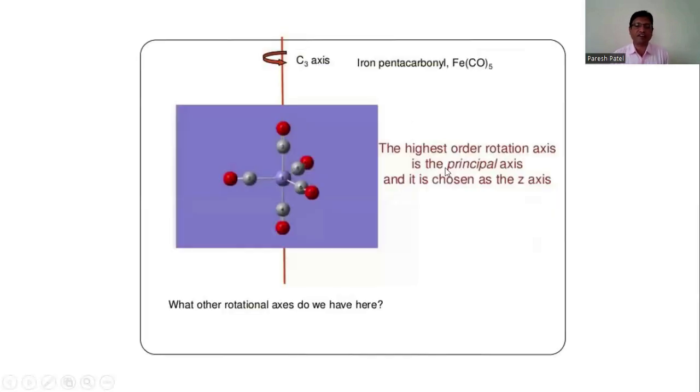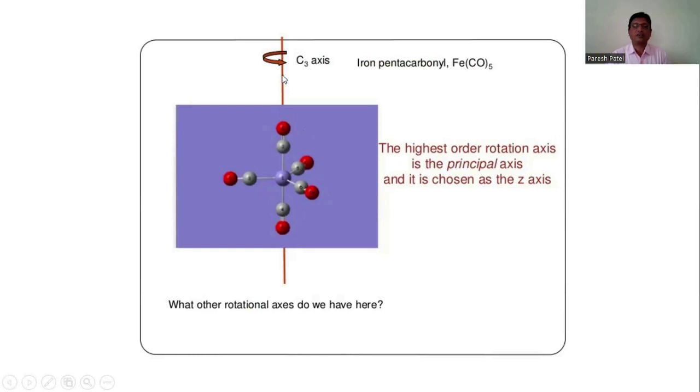Now this is the most interesting example. That is iron pentacarbonyl. In case of the iron pentacarbonyl, the shape of this molecule is trigonal bipyramid. In case of the iron pentacarbonyl, this one is the imaginary axis. And with the help of this imaginary axis, if you rotate these molecules by 120 degrees, you get the equivalent orientation position.